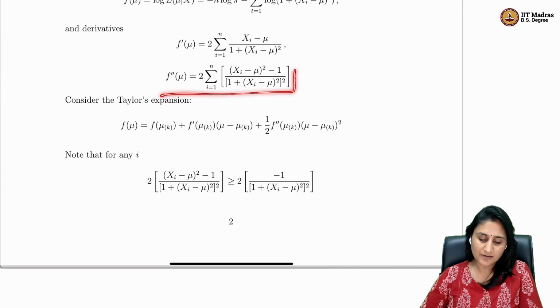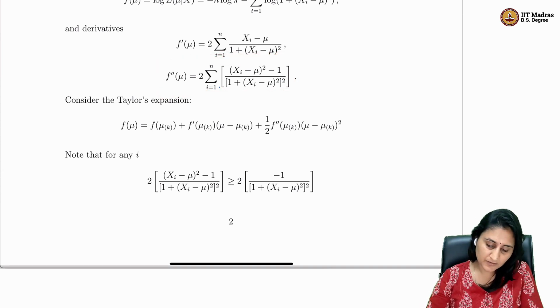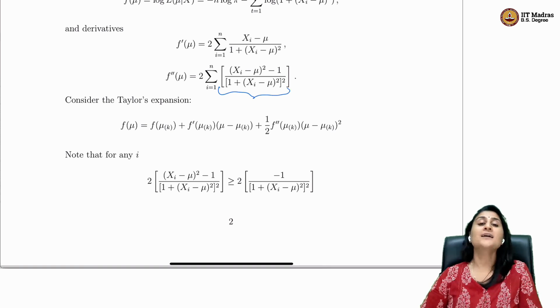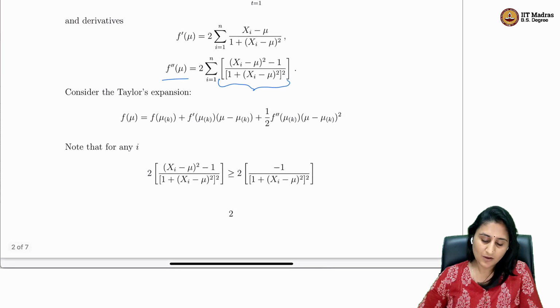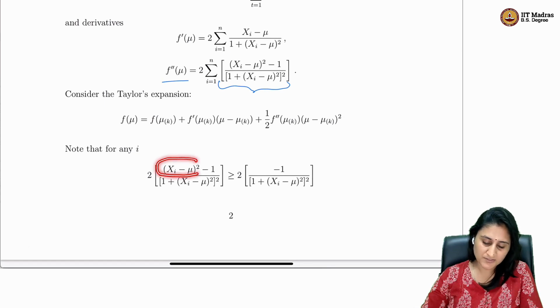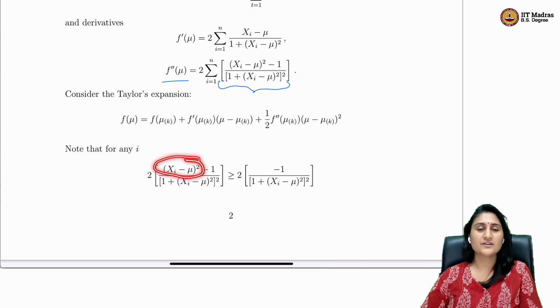Now, in the second derivative, let's just look at this particular term here. If I can lower bound this particular term, then I can get a lower bound for f double prime mu. So I'm going to try and get a lower bound for the inside the summation term. So I have this term here. Now what I see is I have something positive minus 1 divided by this ratio. So naturally, if I'm adding something positive in the numerator, then this is greater than or equal to if I were to not add something positive in the numerator, right? And so this term is greater than or equal to 2 times minus 1 divided by this.